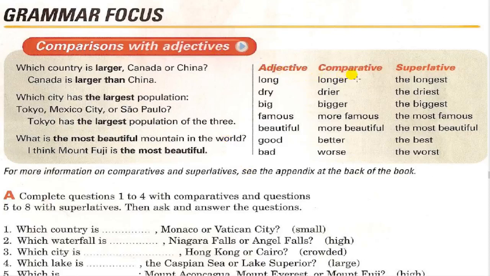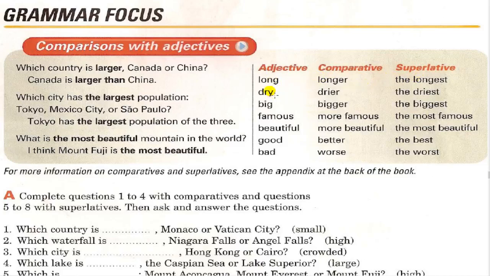Adjective, comparative, superlative. Comparative is a comparison between one and one, so you make a comparison between two. Superlative is one and two, three, four, five, one and a group. Long, longer, the longest.